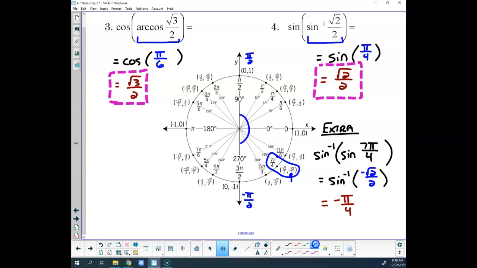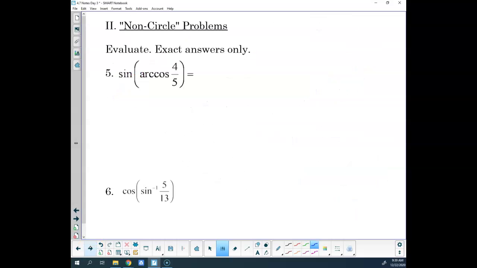Another little tweak that you'll see is we're not always going to be on the unit circle. So we might be off of the unit circle, which is just fine. We can still handle that. So if I'm looking at the arc cosine of 4/5, that's going to give me an angle, and let's just call it theta. So really what I'm looking for here is the sine of theta.